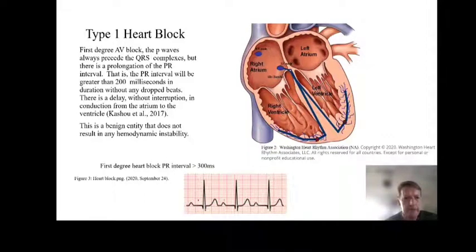This is our P wave. This is our QRS complex. This is our T wave. As you can see, the PR interval is long, but there's always a QRS complex after each P wave. This is typical of type 1 heart block.